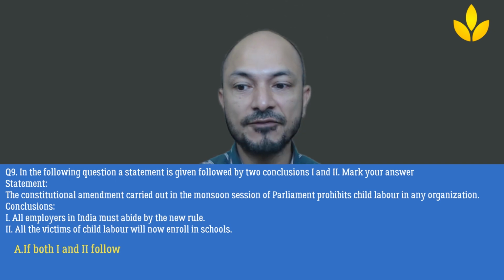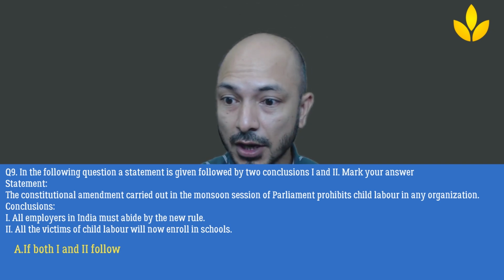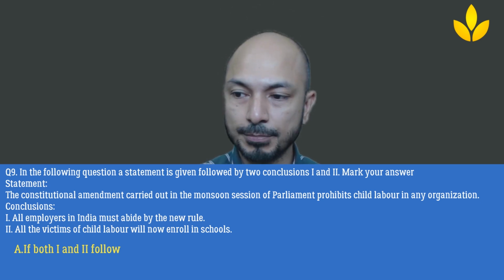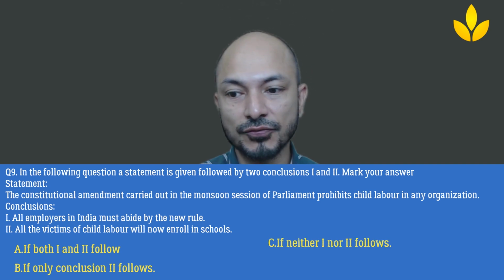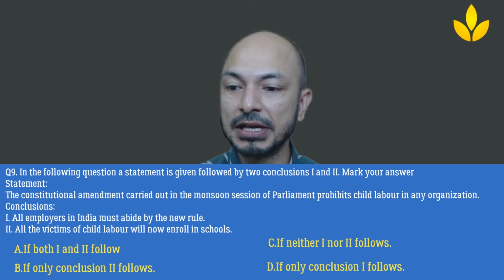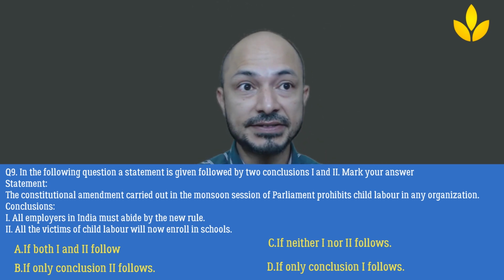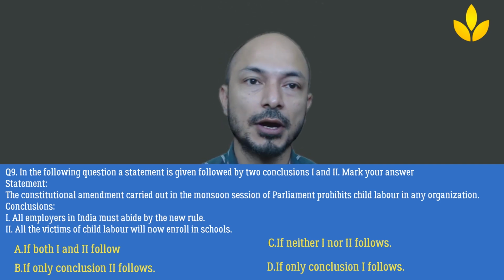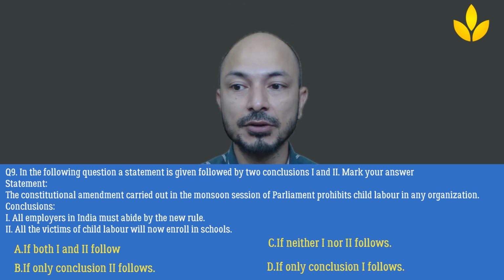Option A says both 1 and 2 follow. B says only conclusion 2 follows. C says neither 1 nor 2 follows. And D says only conclusion 1 follows. So over here, if we read the statement, the constitutional amendment carried out prohibits child labor in any organization. So if we take a look at conclusion 1, all employers in India must abide by the new rule.